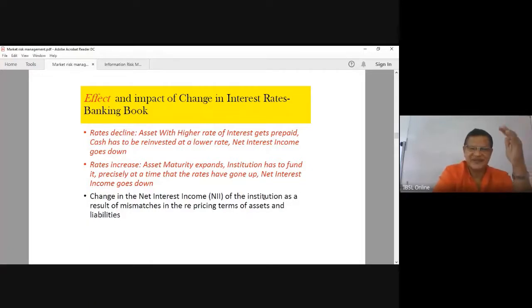And as a result, the change in net income is the measure we take to see whether we have made net interest income. That means interest income minus interest expenses is called net interest income. In our profit and loss account, the first item we put is interest income. Then immediately, like in other customers' accounts you put sales and deduct cost of goods sold, similarly, we take the interest income and deduct interest expenses. Then customers will get gross profit, banks will get net interest income.